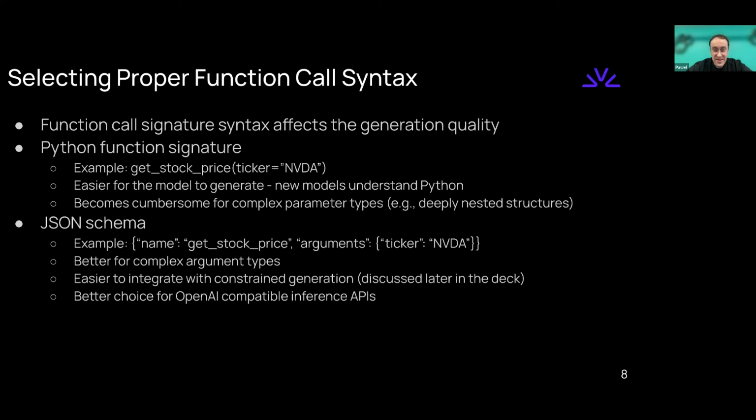It is also a little bit easier to generate with this constraint generation concept, which I will discuss in a slide or two, where we are specifying a grammar of our function and making sure that the model follows this grammar. It also has the advantage that if you want your model to be exposed through an OpenAI compatible API, which is pretty common nowadays, it may be a better choice because OpenAI models like GPT-4 are following the JSON schema syntax. So if you want to stay compatible with the leading offerings, you may want to pick the JSON schema option. Next slide.